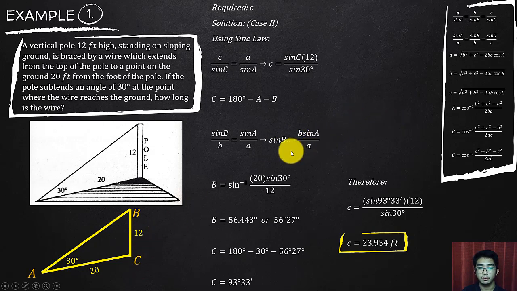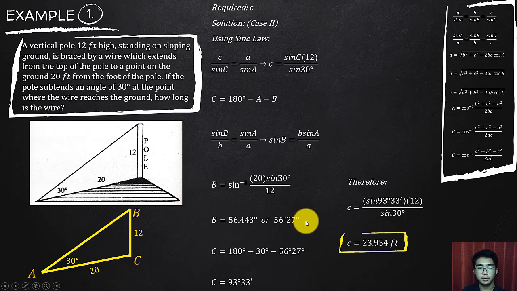So input our known values here and take inverse sine in your calculator, shift sine: 20 sine 30 degrees all over 12. If you compute this properly, you should get 56.443 degrees, or if you convert this into a sexagesimal symbol, that is 56 degrees 27, sorry, this is minutes. This should not be degrees. This should be 56 degrees 27 minutes. That should be an apostrophe. So yeah, this should be minutes.